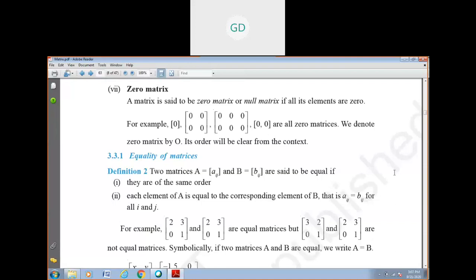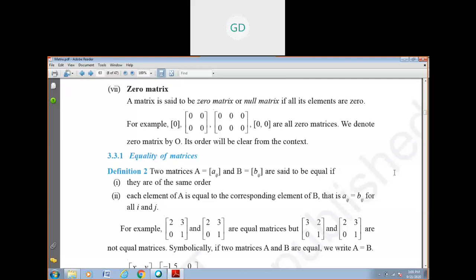So these 7 types are there, through which the matrix is categorized in terms of the nature of its elements, and based on the number of rows and number of columns. So these 7 types are here, and after that we'll be moving to equality of matrices.